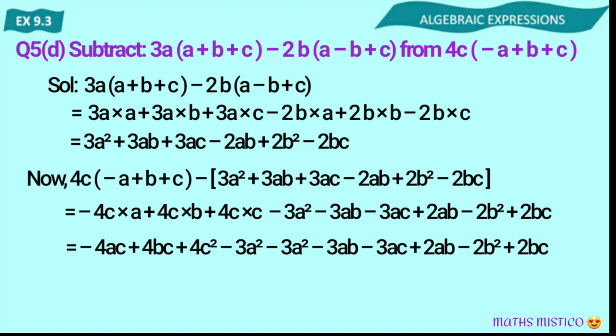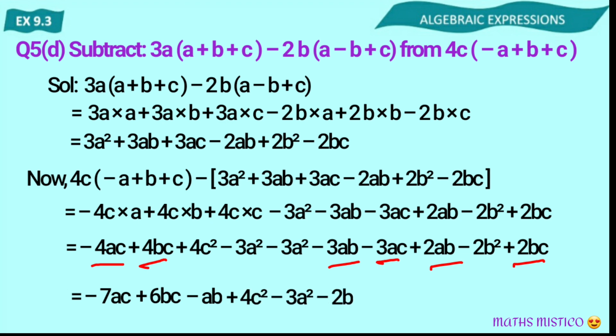Now quickly find like terms and add them and write the next step. We have two terms of ac, so minus 4 minus 3 becomes minus 7ac. Similarly, two terms of bc, so we get 4 plus 2, 6bc. Minus 3ab plus 2ab gives us minus ab. The remaining terms are not like terms, so we write them directly. Remember that in algebra, order of the terms does not matter, so you may have got different order, but the specific terms should be same as mine.